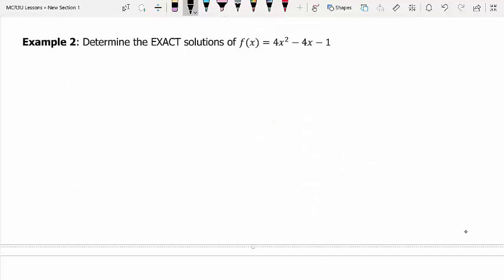So in example 2, they say determine the exact solutions of f at x. So in here, our final answers cannot have decimals. So you want to leave the radical signs. Okay, so you're going to realize that this is not factorable by our initial methods, so we need to use the quadratic formula.